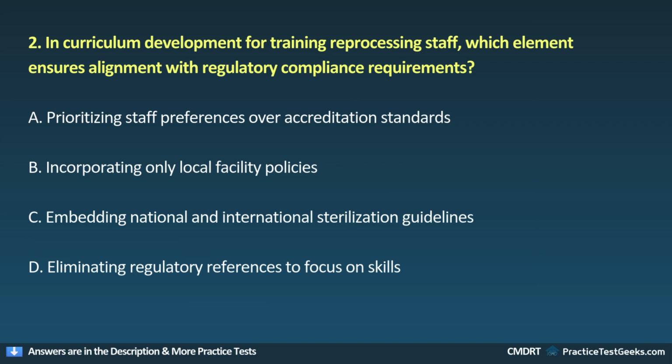2. In curriculum development for training reprocessing staff, which element ensures alignment with regulatory compliance requirements? A. Prioritizing staff preferences over accreditation standards. B. Incorporating only local facility policies. C. Embedding national and international sterilization guidelines. D. Eliminating regulatory references to focus on skills.